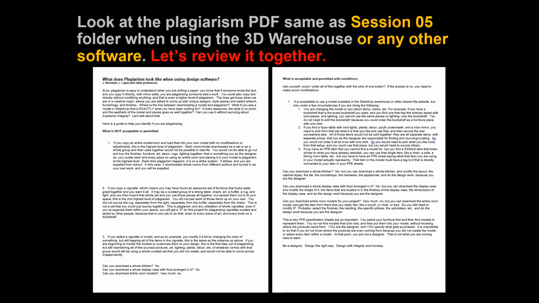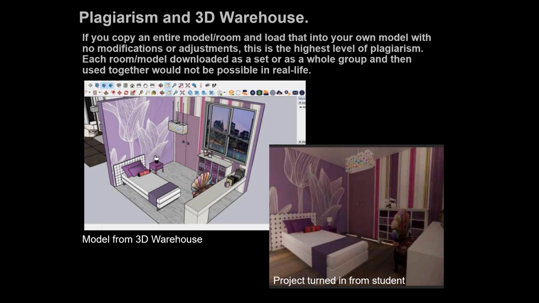I'd like to take a look also at our plagiarism PDF. We saw that back in session 5 when we started looking at components. We're going to review it together again and give you some examples of what we're discussing here. One of the things is not to copy the entire model. You can see that this is a model from the 3D Warehouse, and this was a project a student submitted as part of their assignment.